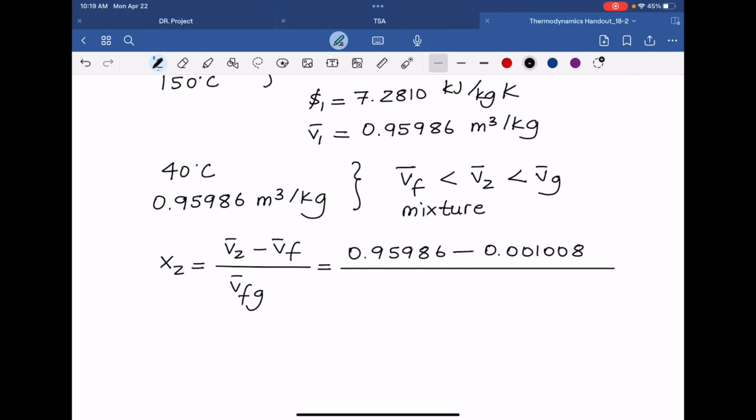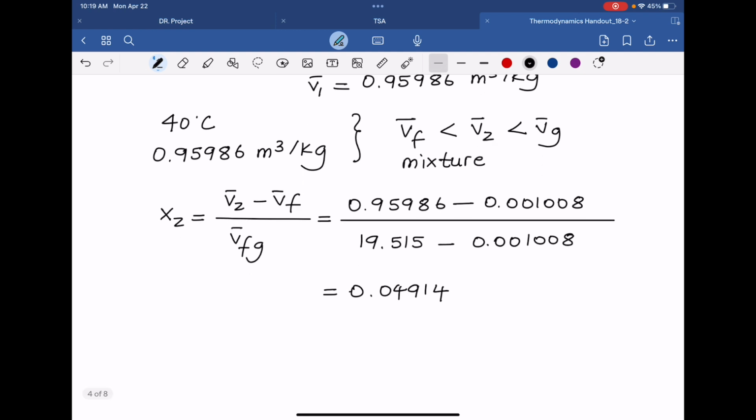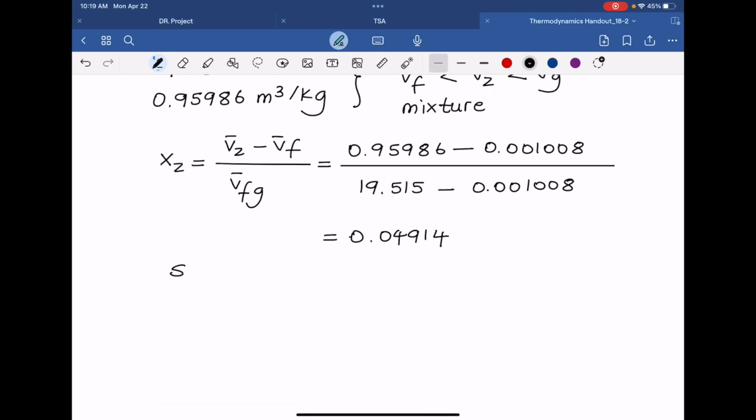Make sure you can actually read these values from the tables. And the quality is 0.04914. Now we know the quality. Let's calculate S2 from Sf plus x2 Sfg.